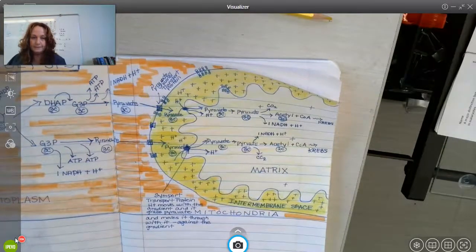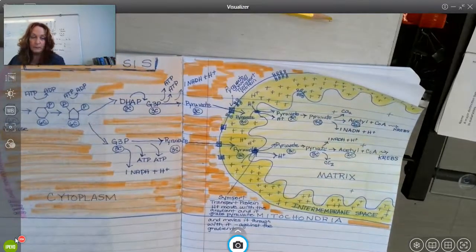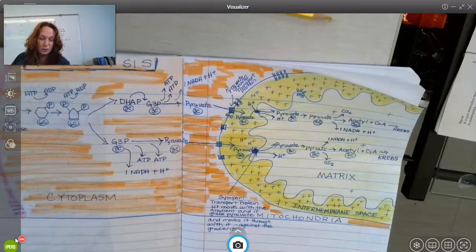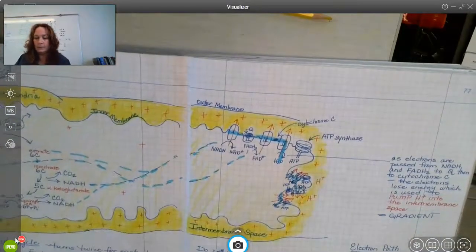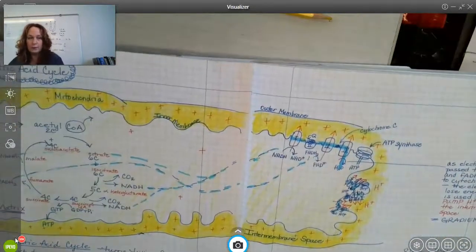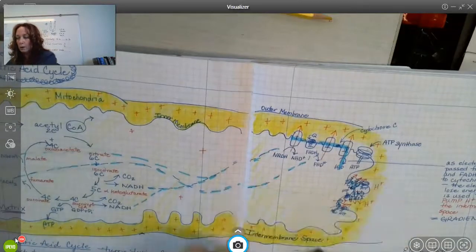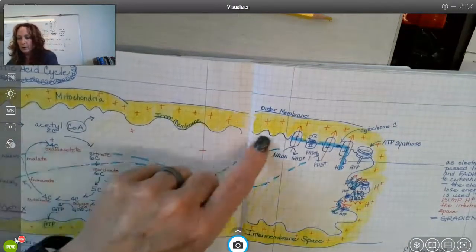Okay? So that's this set. And it's not short. Now I'm going to come over here, and I'm going to create the rest of the mitochondria. So I think that's what I'm going to do. I'm going to stop this, and all I'm going to do is draw the rest of this mitochondrion. I'm going to put this inner membrane in there.